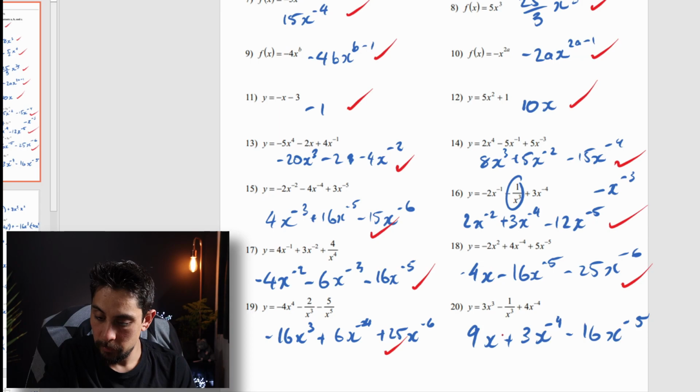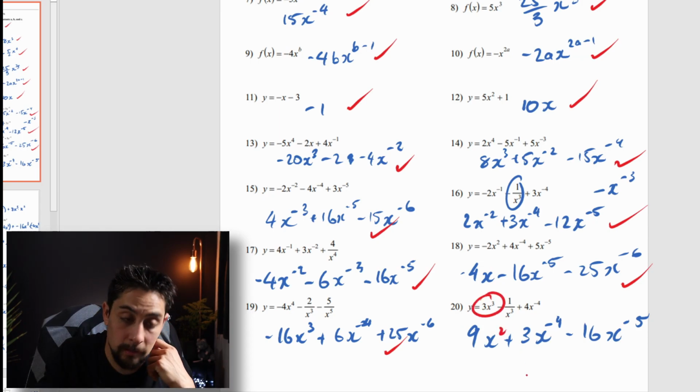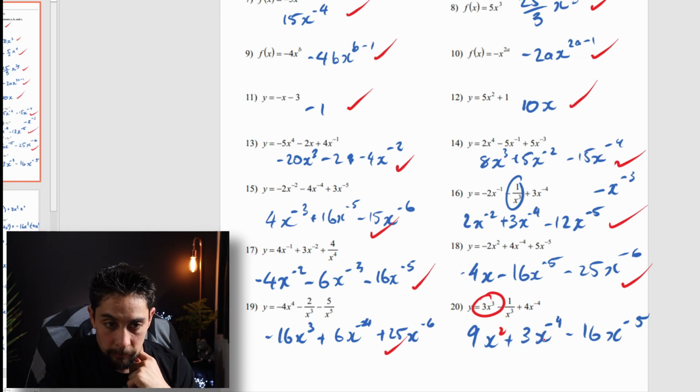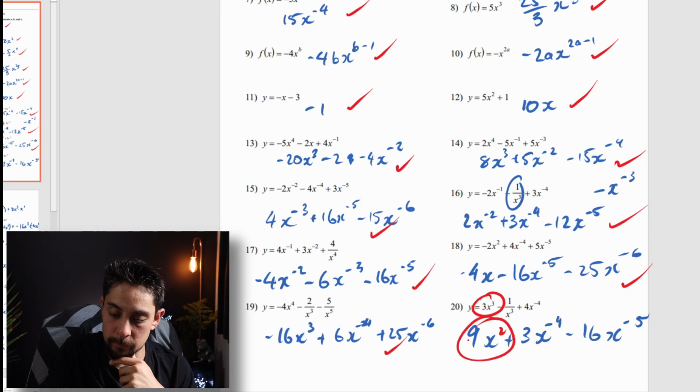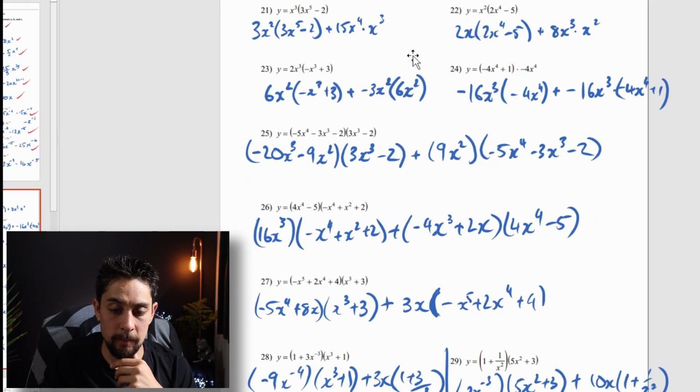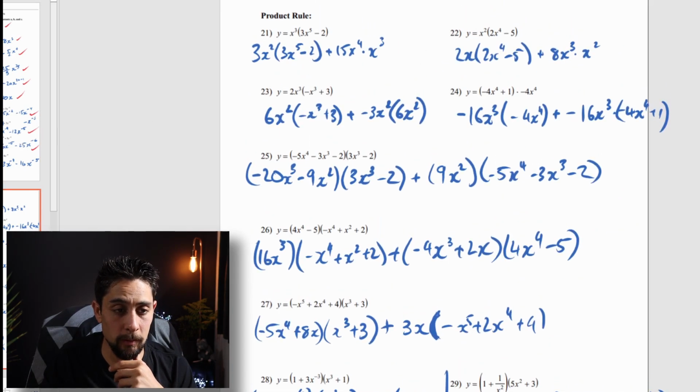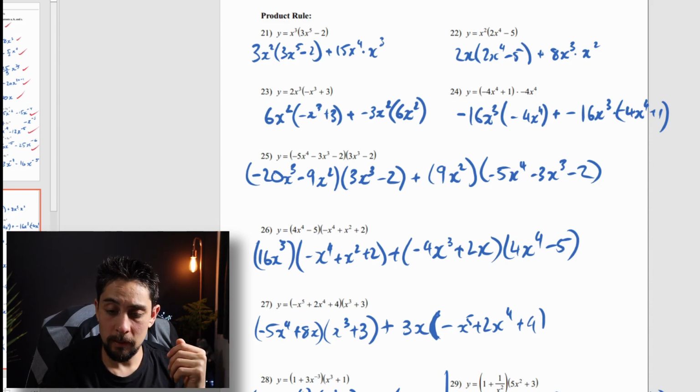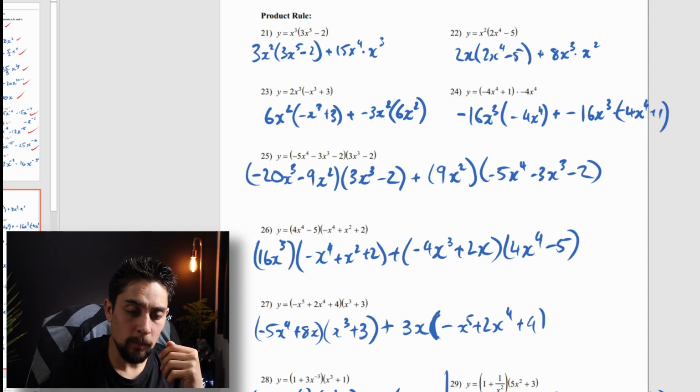Errors. This part here should be 9x squared plus 3 over x^4 minus 16 over x^5. The rest of it is right. This part is wrong. Right, next up we have the product rule. Only one wrong out of 20. Decent. 95%. Happy with that so far.